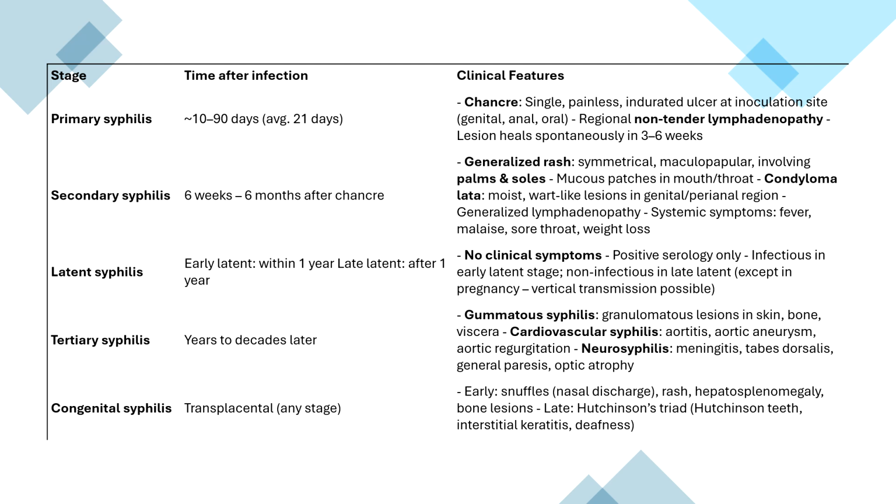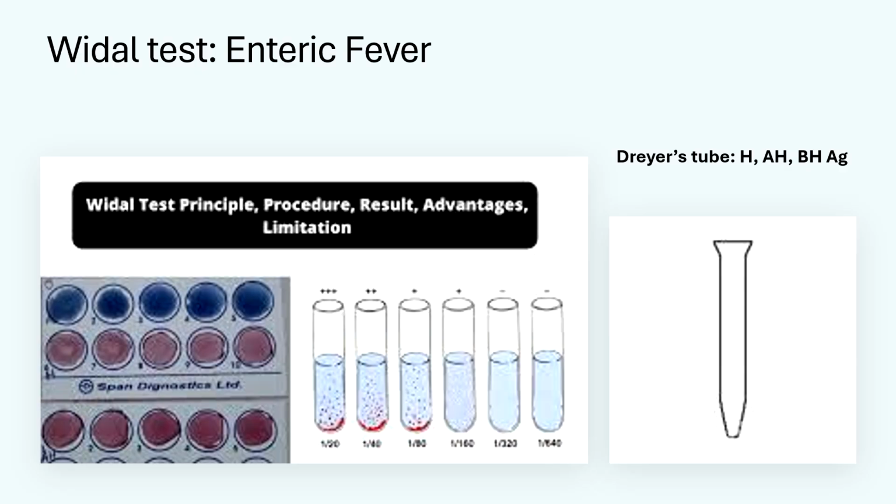In tertiary syphilis, there is gummatous syphilis, that is a granulomatous lesion in skin, bone and viscera. There are two manifestations in this: cardiovascular syphilis, which has aortitis, aortic aneurysm and aortic regurgitation, and neurosyphilis, which has meningitis, tabes dorsalis, general paralysis of the insane, and optic atrophy. Congenital syphilis is transmitted transplacentally, and it has hepatosplenomegaly, bone lesions, and Hutchinson's triad, interstitial keratitis, and deafness.